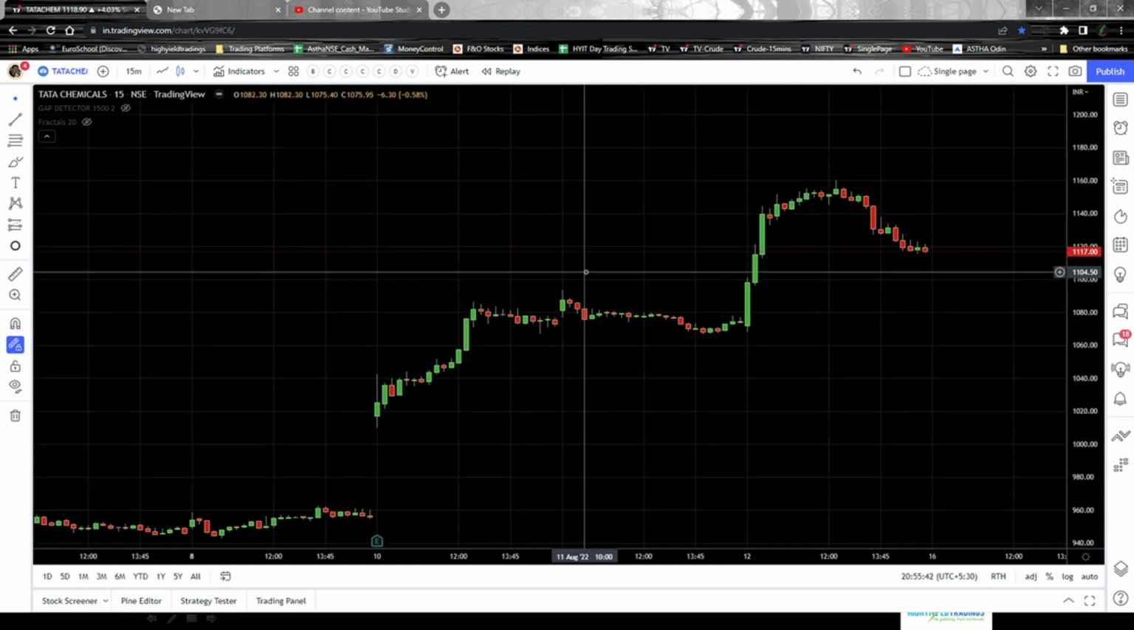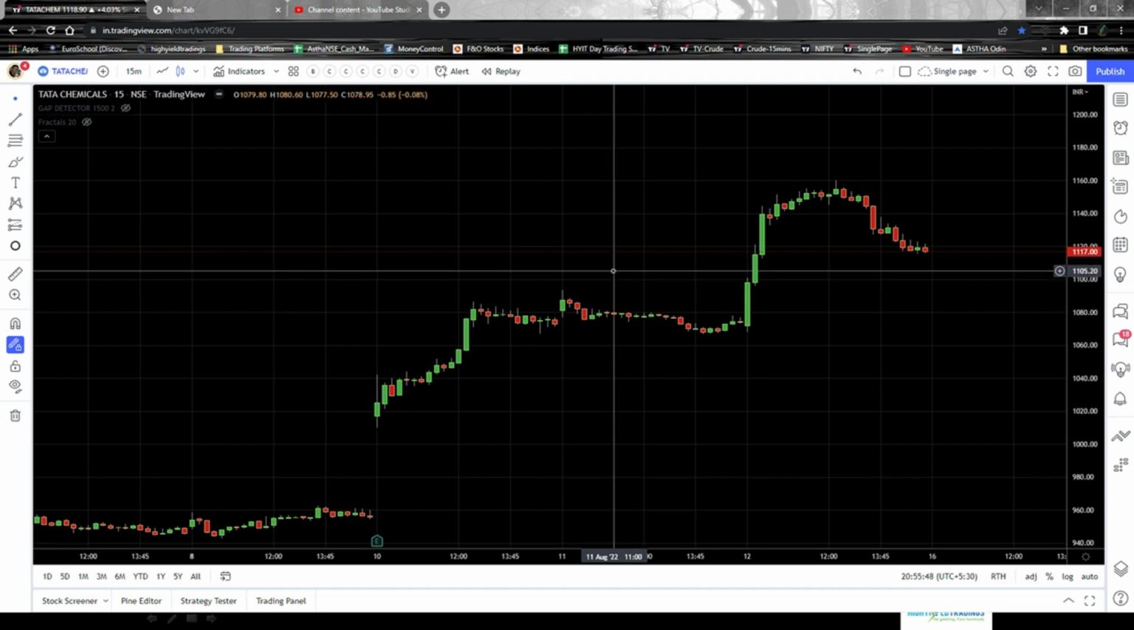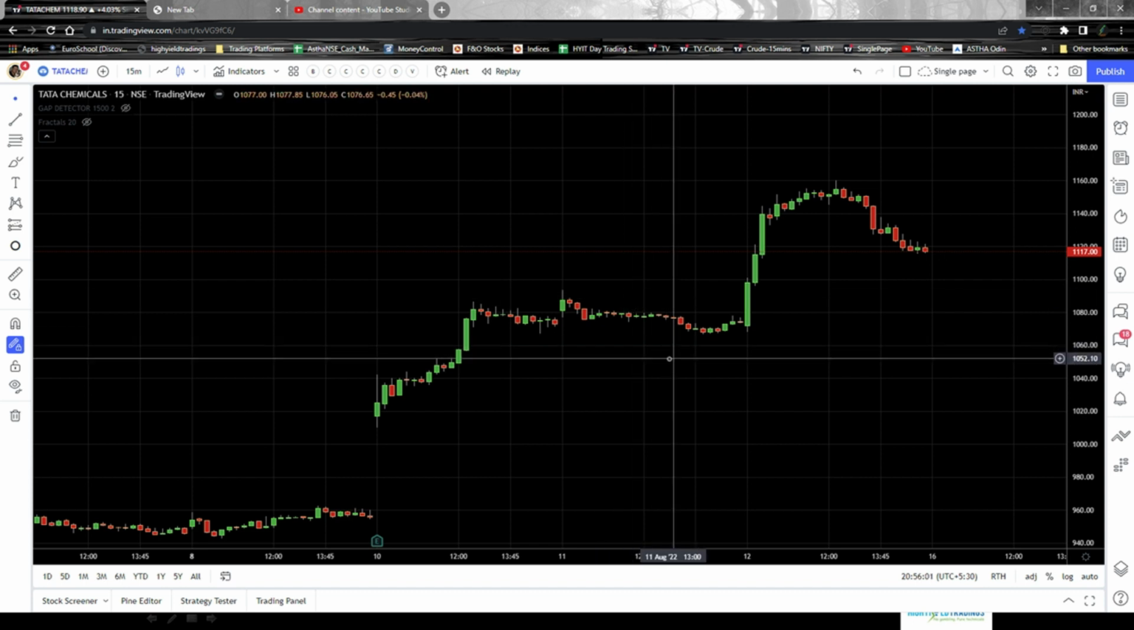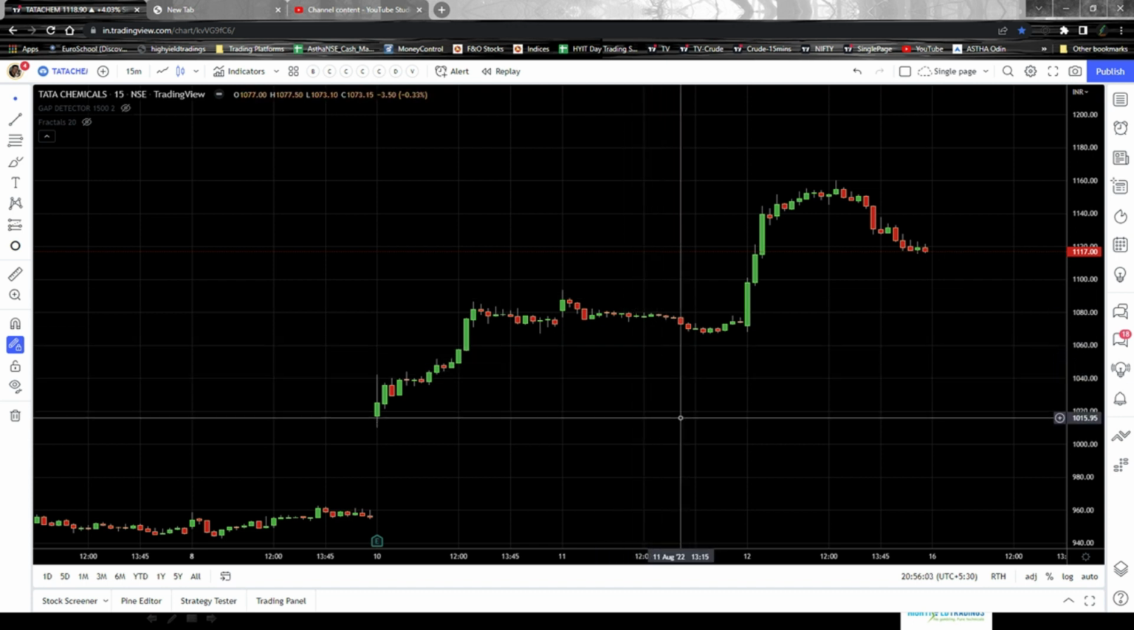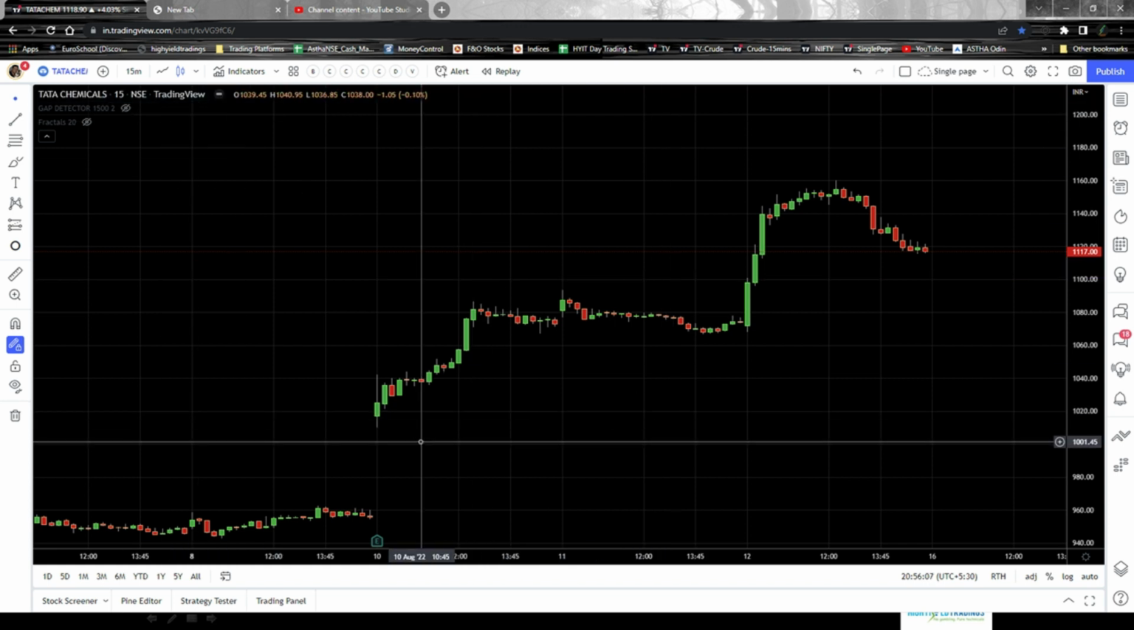Let me see if I'm missing something. No, we are all fine. So these are the two things that need to be taken care of before you actually use the Fibonacci retracement strategy. Now here on the charts, this is the 15 minutes chart for Tata Chemicals for 10th of August 22.